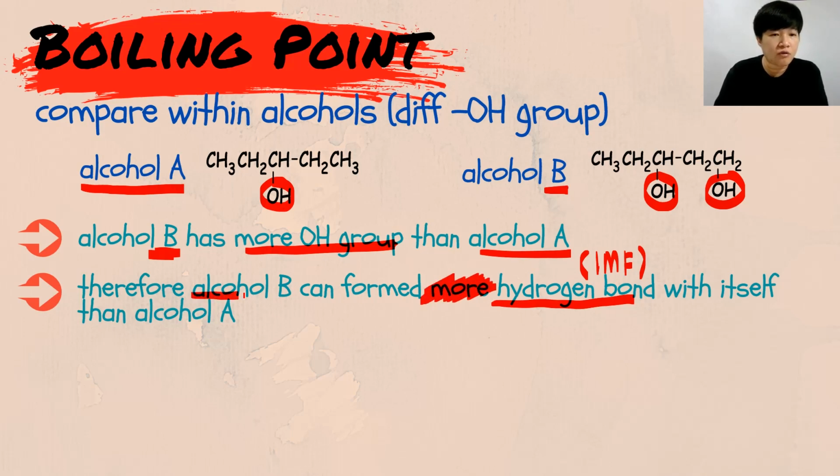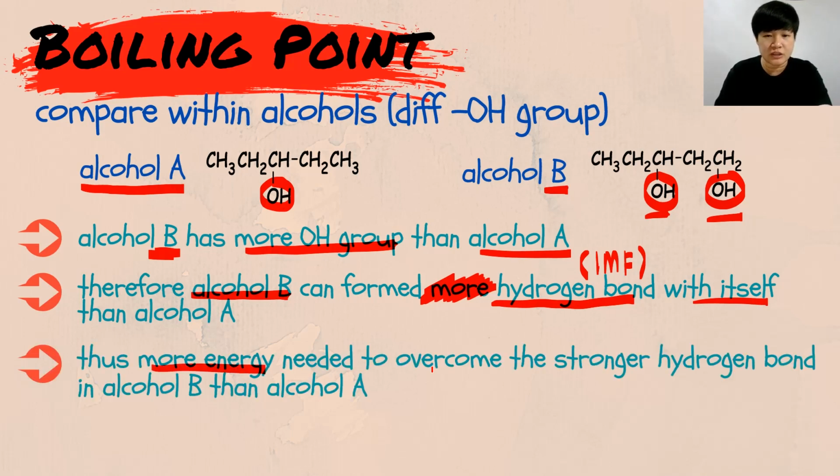Bear that in mind: alcohol B, the one having 2 OH groups, can form more hydrogen bonds with itself than alcohol A. Therefore, more energy is needed to overcome the strong hydrogen bonds in alcohol B than alcohol A, because alcohol B is the one having 2 OH groups.